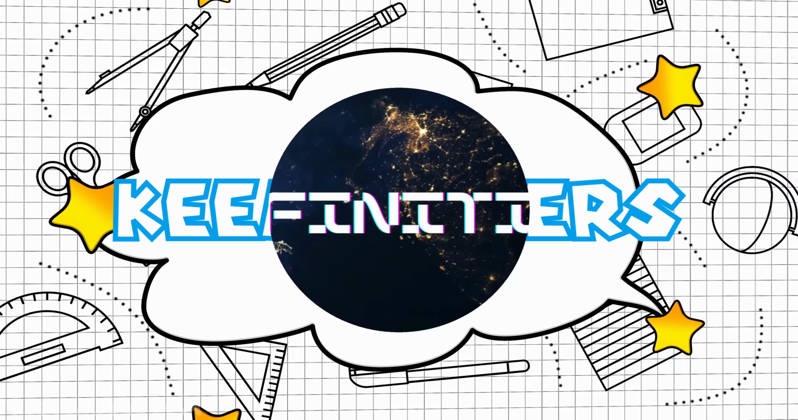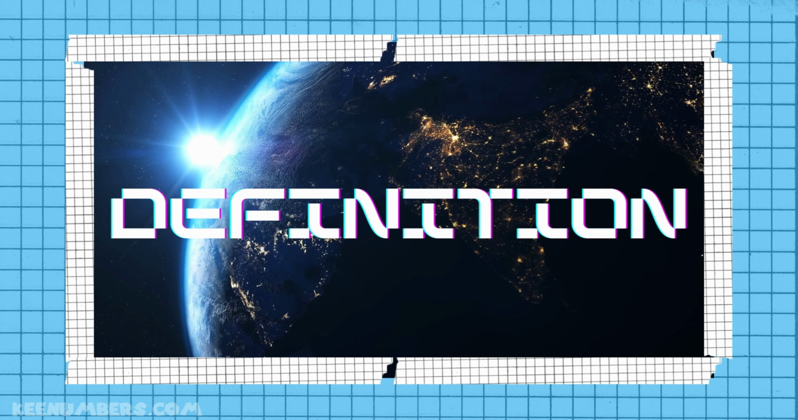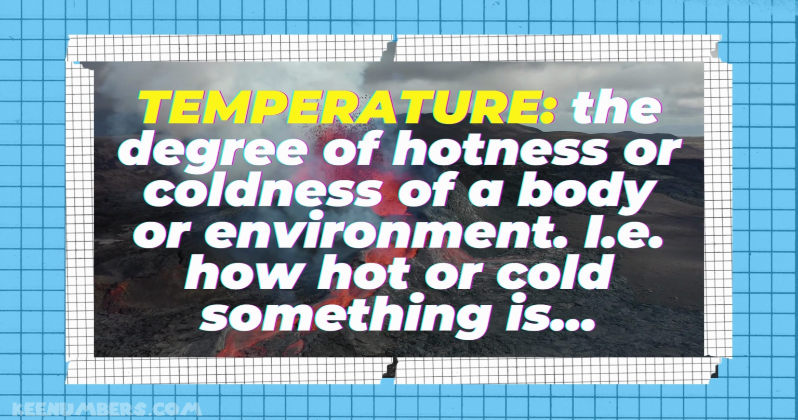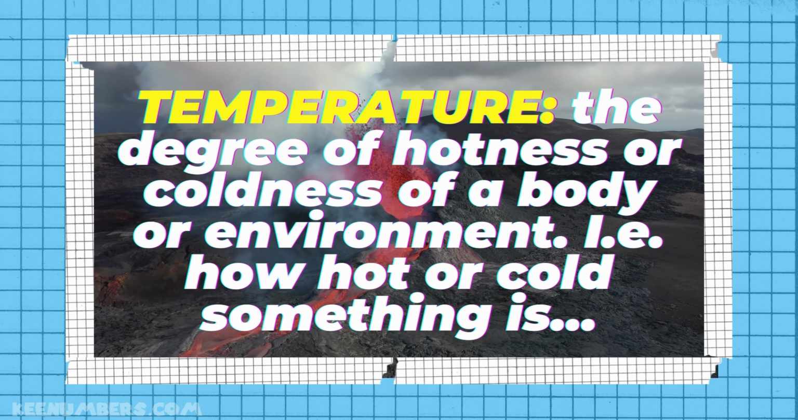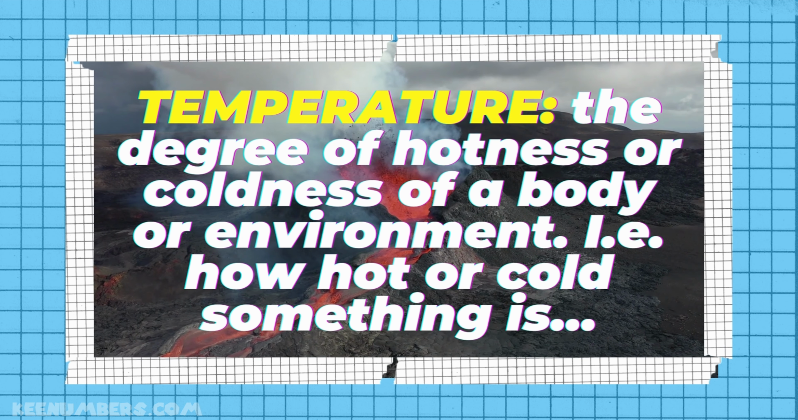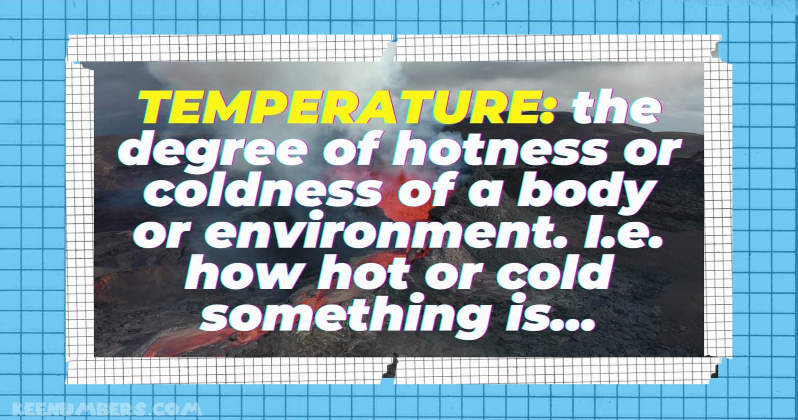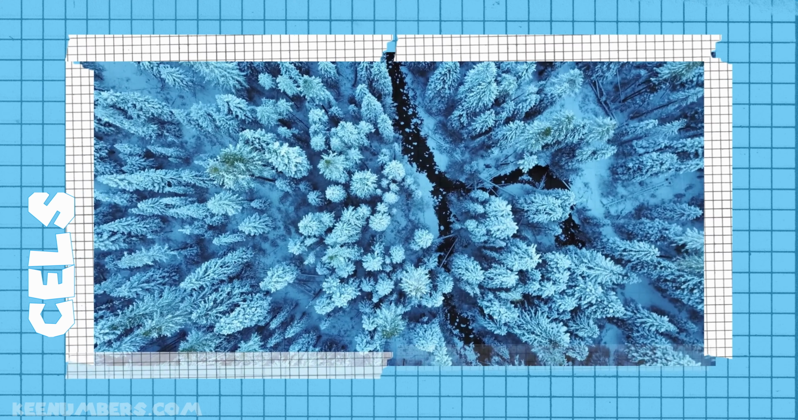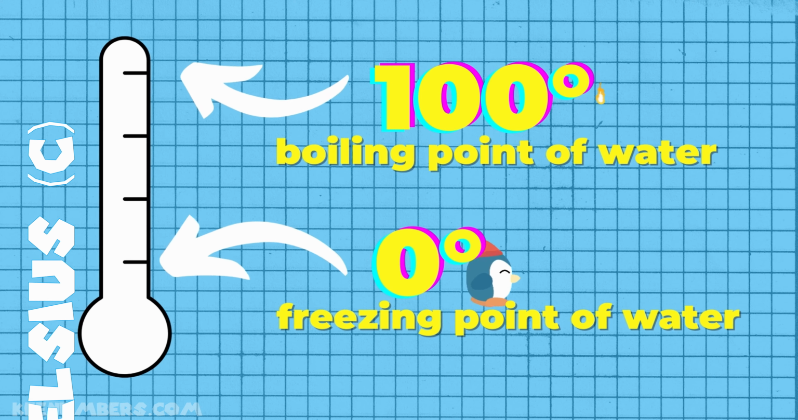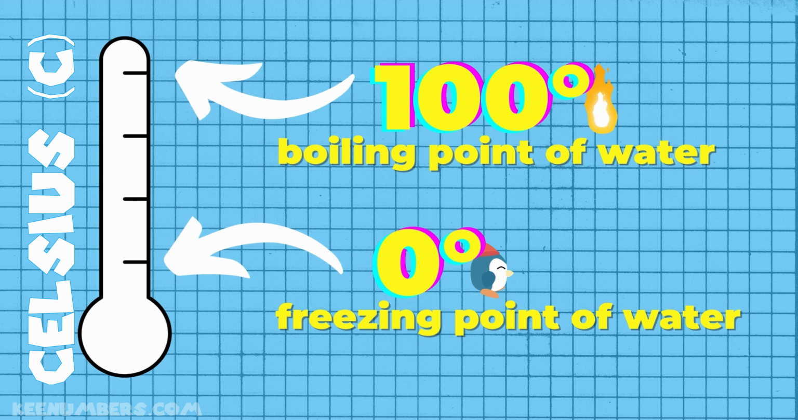Numbers. What the deuce? Here's a quick definition. Temperature: the degree of hotness or coldness of a body or environment. That is how hot or cold something is. Now, Celsius is a really confusing way to learn about temperature, where 0 is the freezing point of water, and 100 degrees Celsius is the boiling point of water.